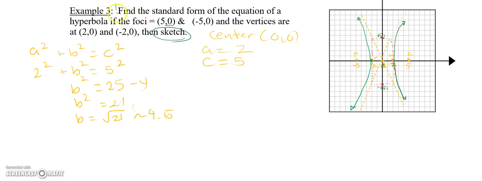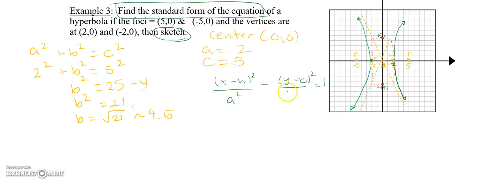The final thing I need to do is find the standard form equation of the hyperbola. So here our branches are horizontal, so the transverse axis is horizontal. It's opening on the x-axis, so my x is going to come first. So it's going to be (x minus h) squared over a squared minus (y minus k) squared over b squared equals 1. And for hyperbolas, the a squared comes first, and the b squared comes second.